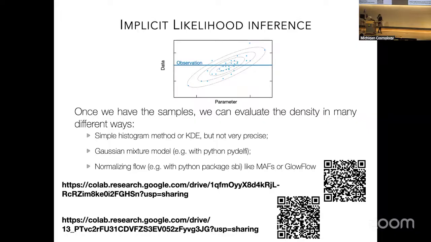So I didn't tell you how to do that density estimation. There's a bunch of things that you can do. You can do very simple methods like kernel density estimation, but that's not going to be very precise. You can do a Gaussian mixture model. There's a package, PyDelphi, that allows you to do that. Or you can use more modern packages with normalizing flows. SBI is a really good package to do that. You can use masked autoregressive flows. I think that's what most people use because they work really well. Or glow flows, they can also work.